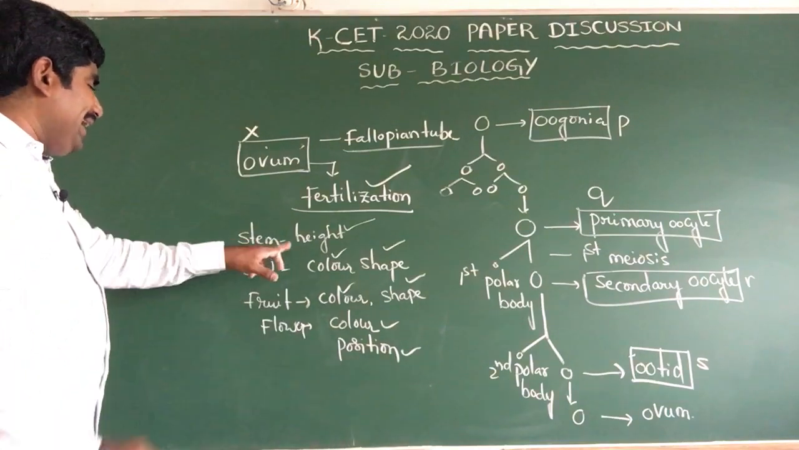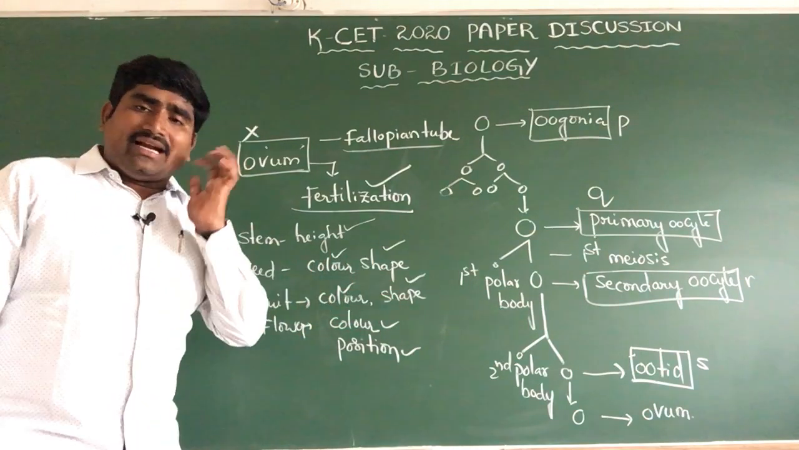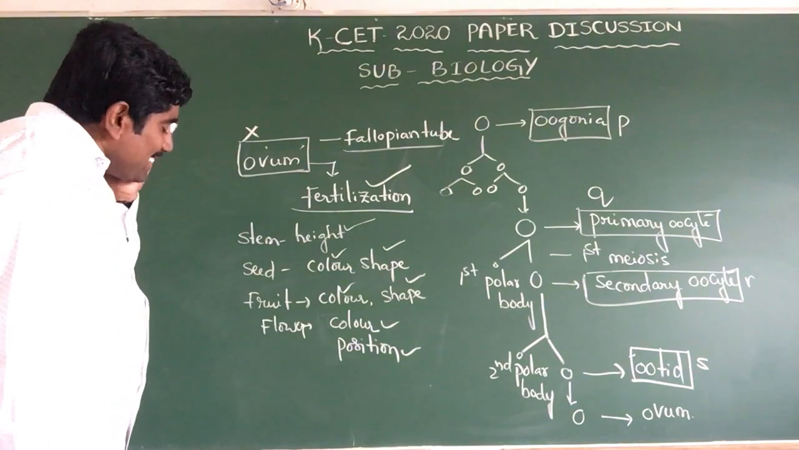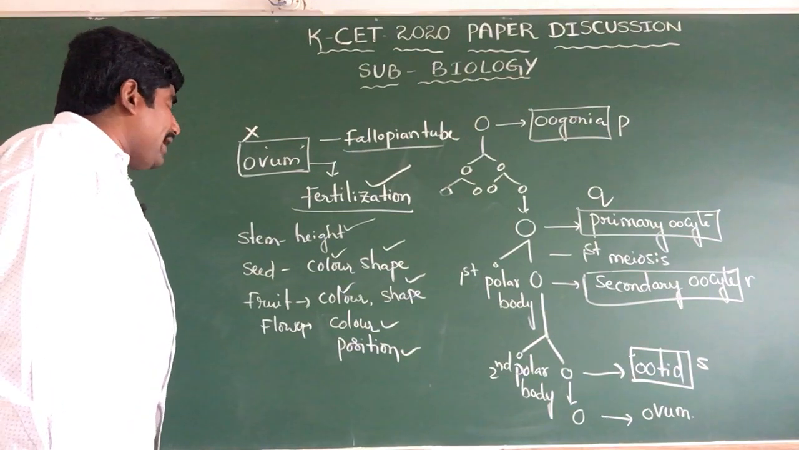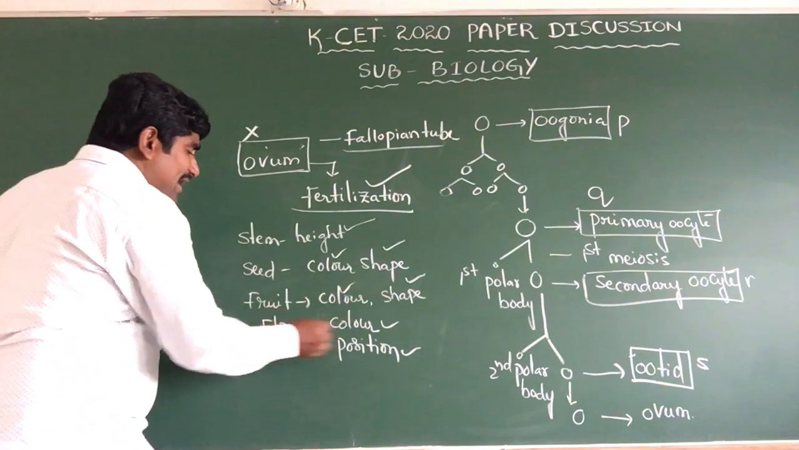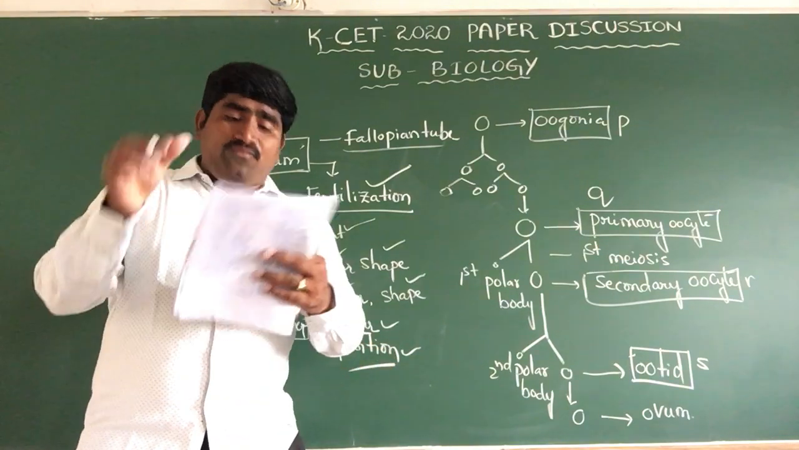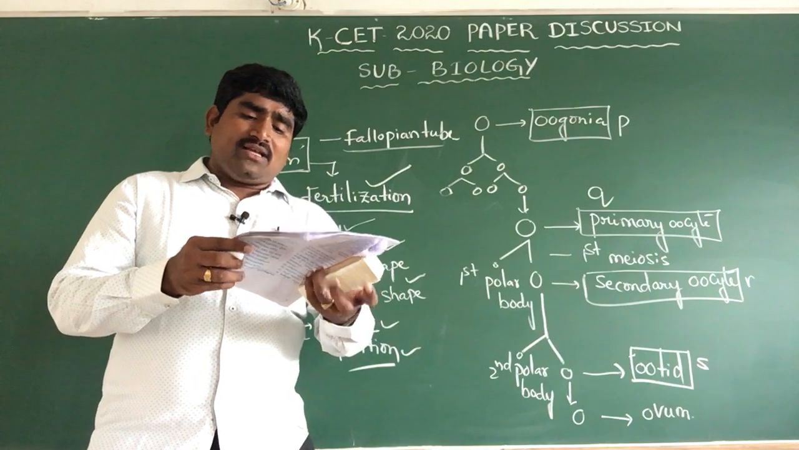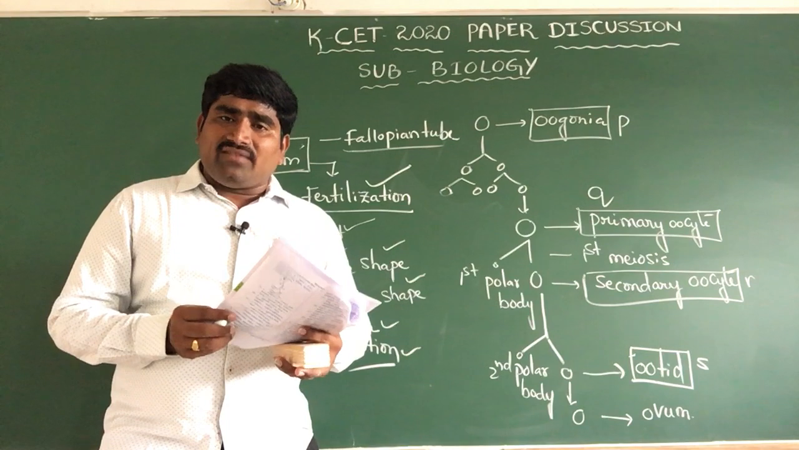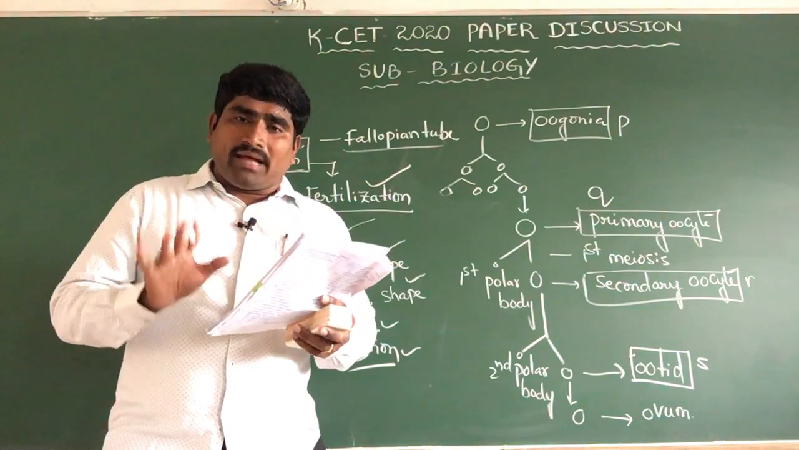Stem related, he has taken height; seed coat color and seed coat shape; fruit color and fruit shape, that is, pod color and pod shape; and flower color and position. But leaf position he has not taken. So the option is leaf shape or leaf position, which was not taken by Mendel. So here the answer is leaf shape is not taken by Mendel.